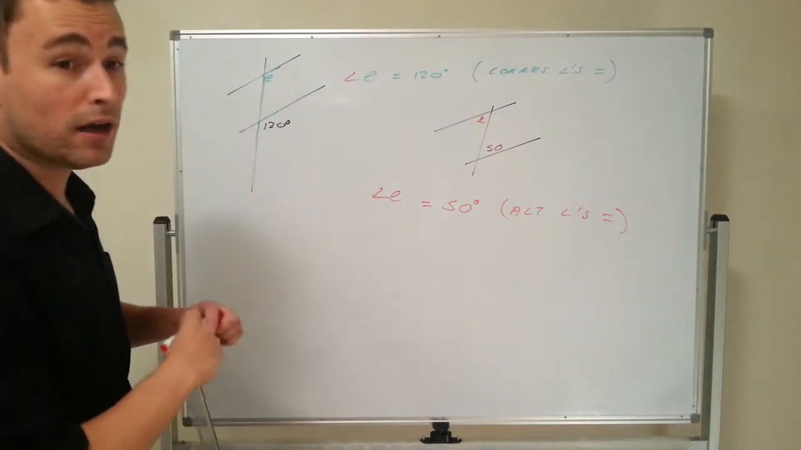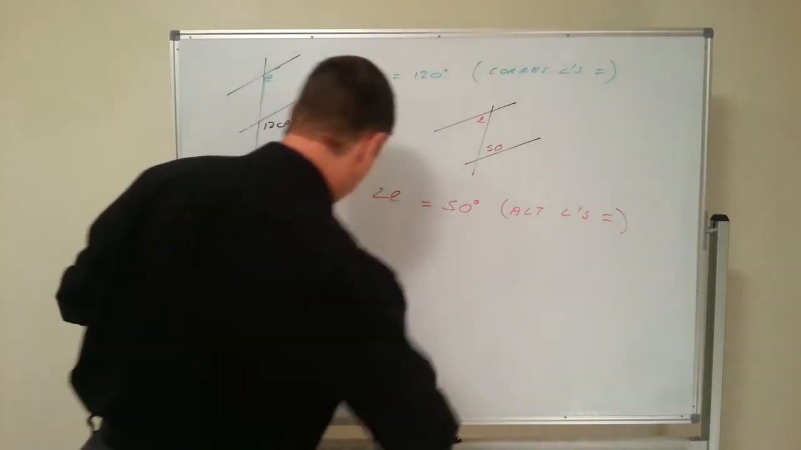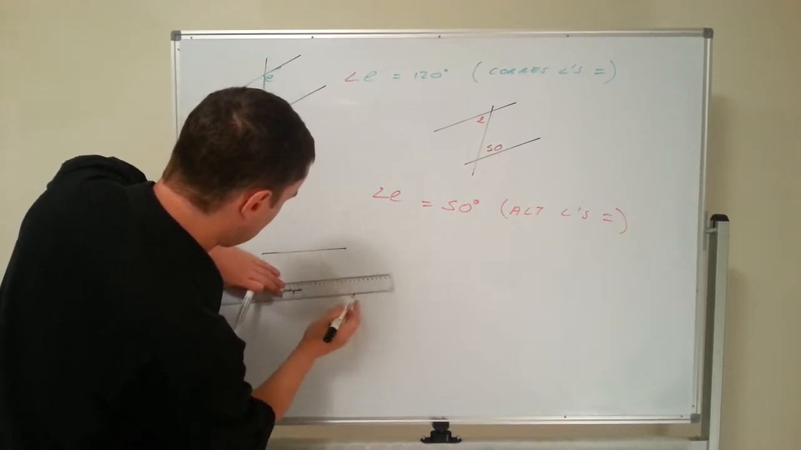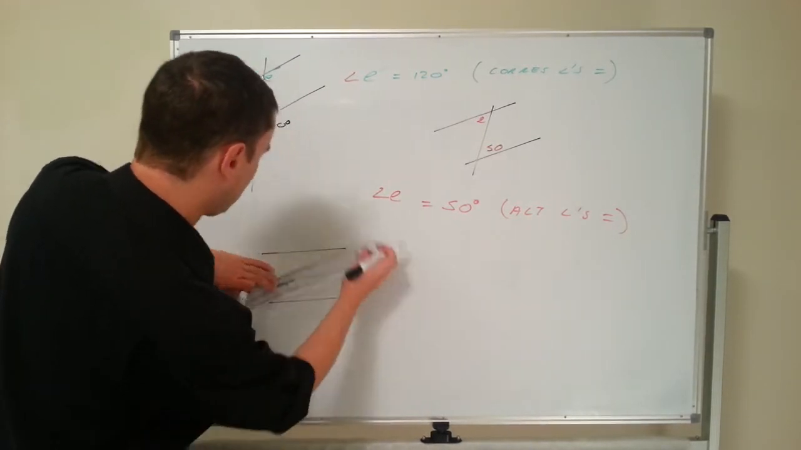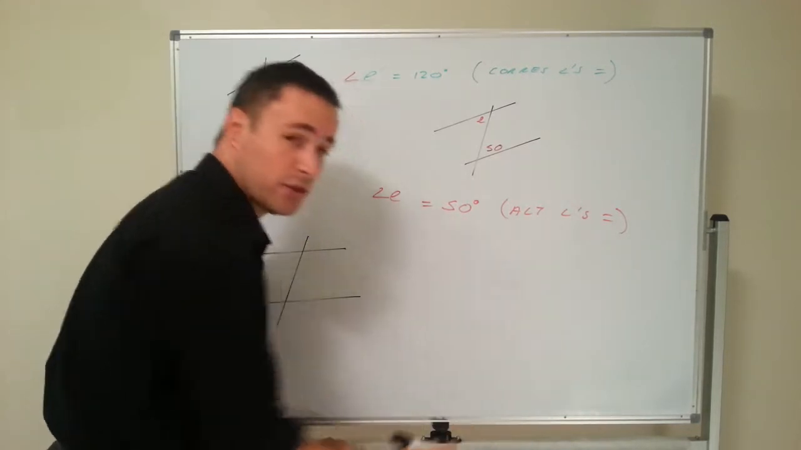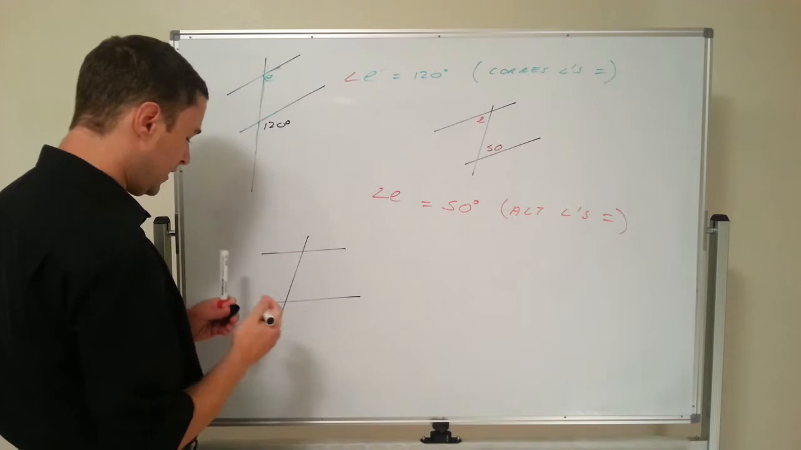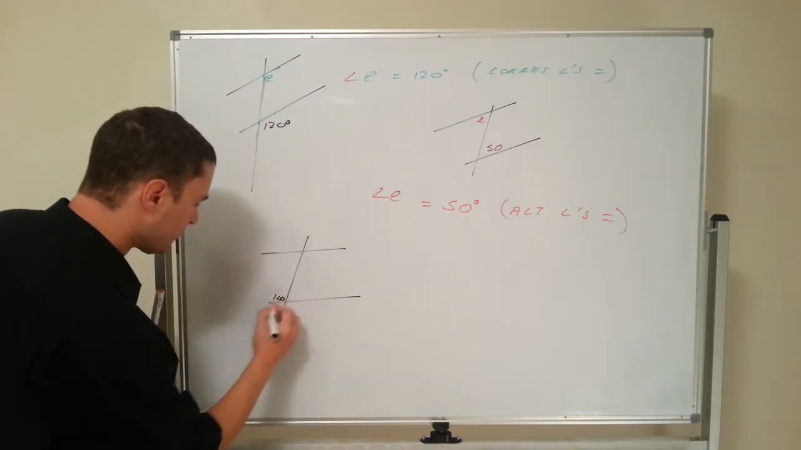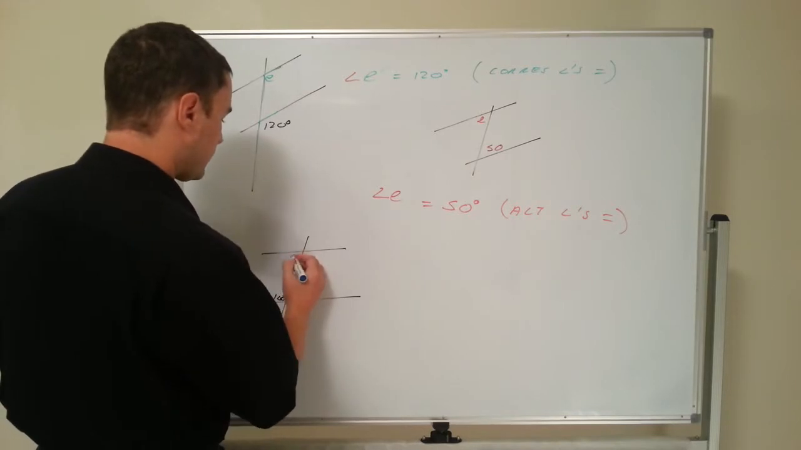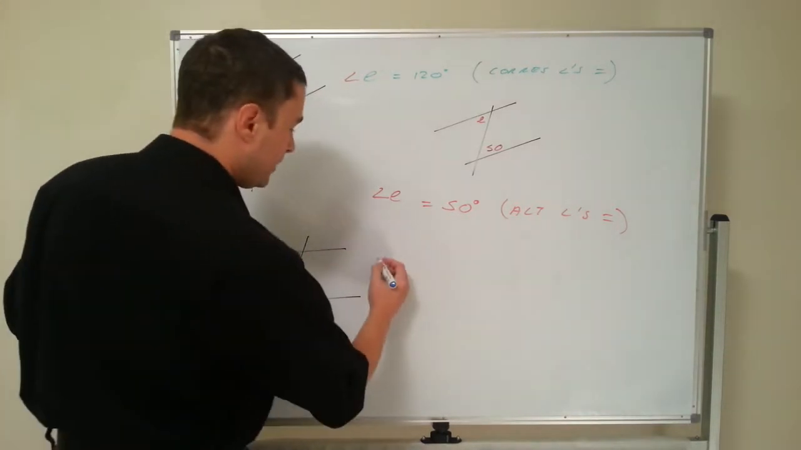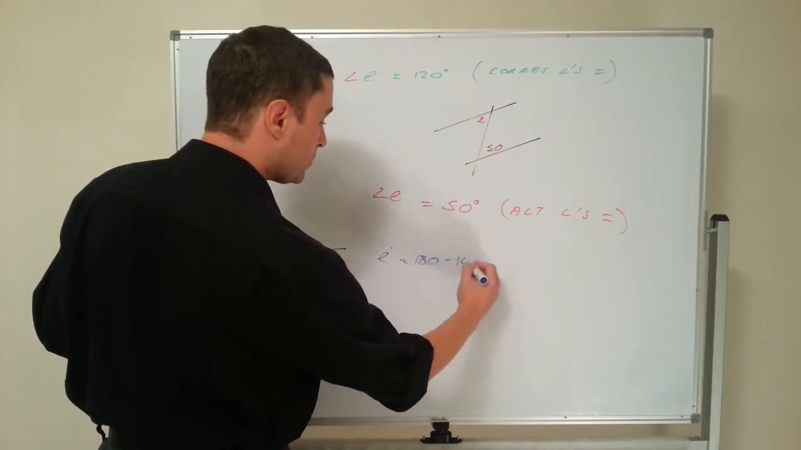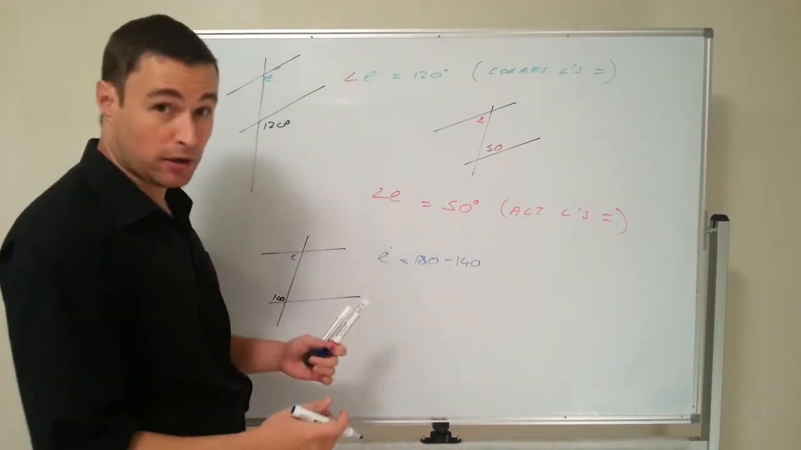Okay, and then the last one here. So this last one here, we've got a transversal going across, and I've got E and 140. So this is 140 on that side, and here I've got E. And they say, how much is E? E equals 180 minus 140, to show my working.